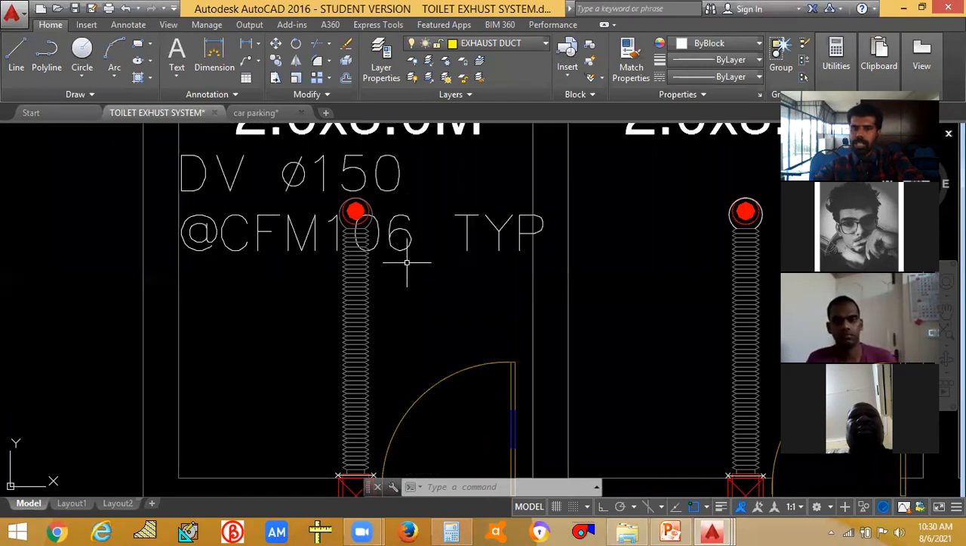So give 106 as the CFM and give friction loss as 0.1. You will get the duct size.